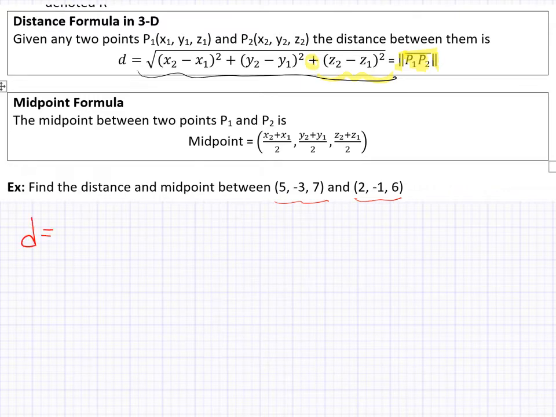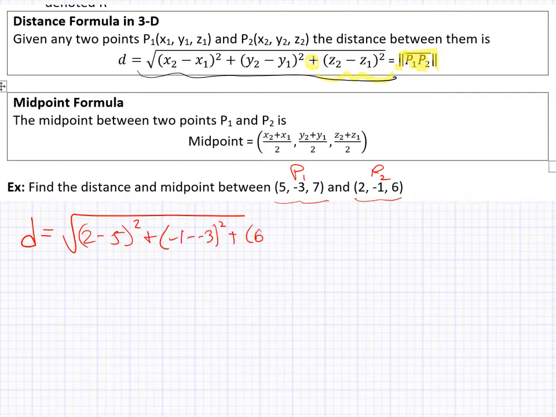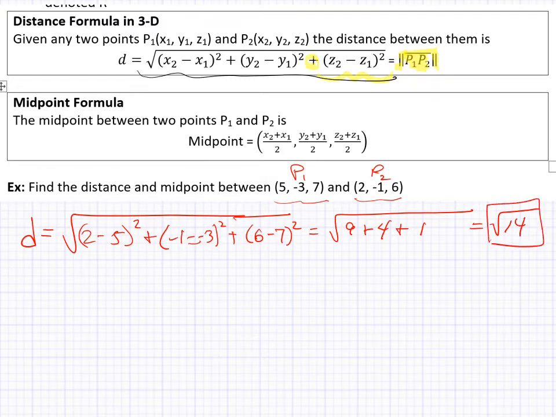So let's do distance first. Square root of, let's call this one point 1 and call this one point 2. It really doesn't matter. But if I did that, I would say 2 minus 5 squared plus -1 minus -3 squared plus 6 minus 7 squared. In which case I would get the square root of what? -3 squared is 9, plus this double negative is a plus, so I get -1 plus 3, so that would be 2 squared, which is 4, plus this would be -1 squared, which is 1. And so I get the square root of 14, and that would be my distance between this point and this point.